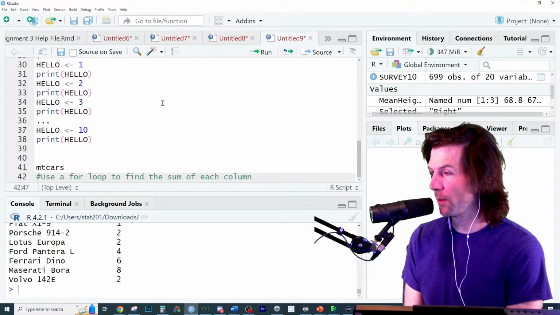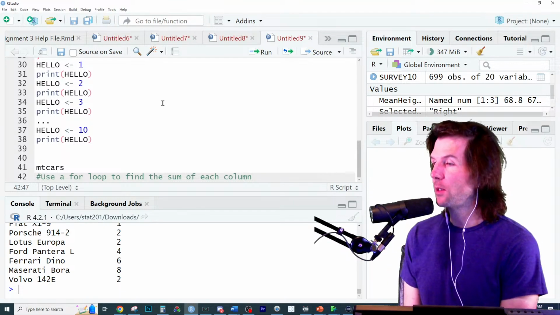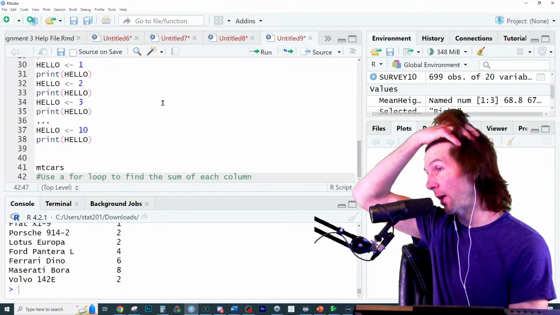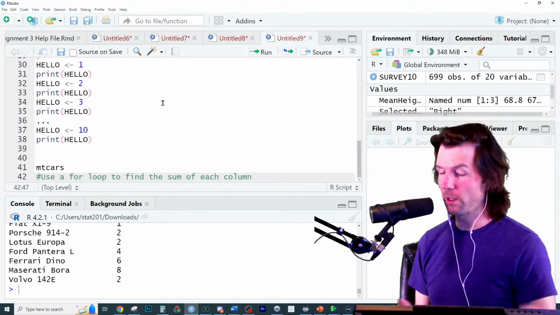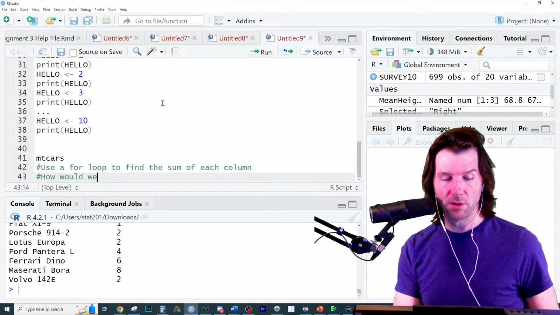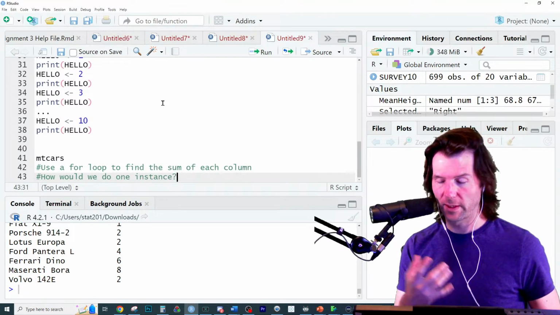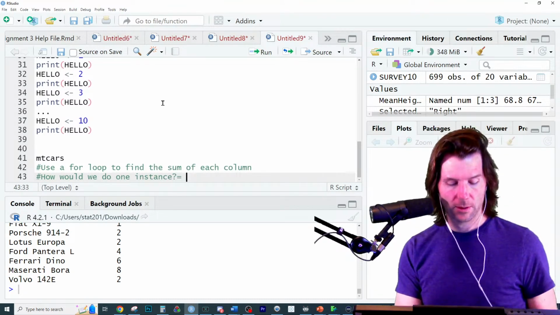What would be a good starting point? Well, you're on the right track. If we want to find the sum of every column, doing one instance, how would we do one instance as a skeleton right here? To make a skeleton.